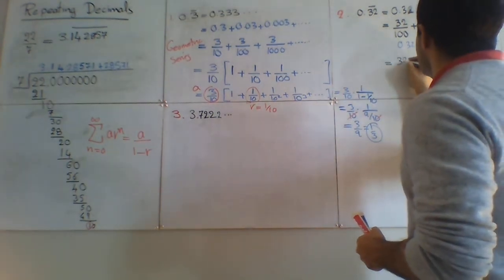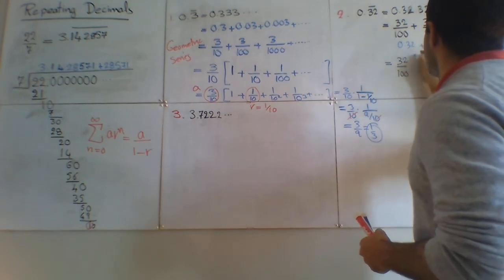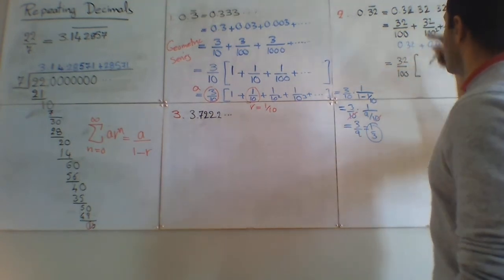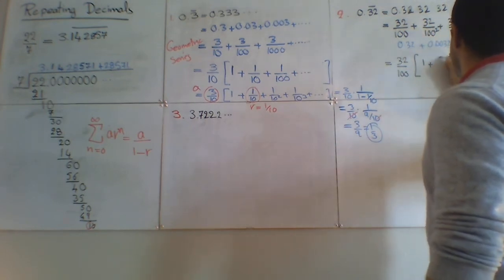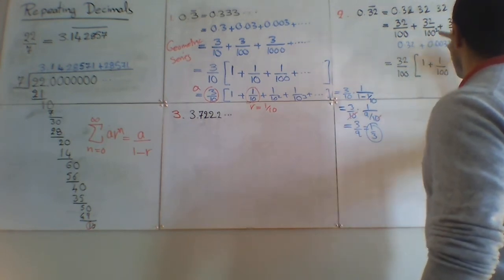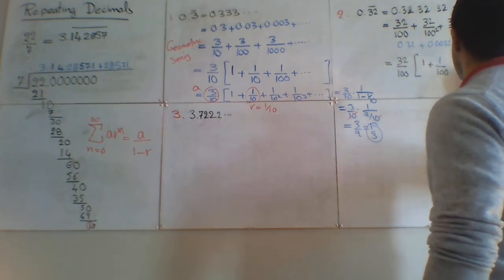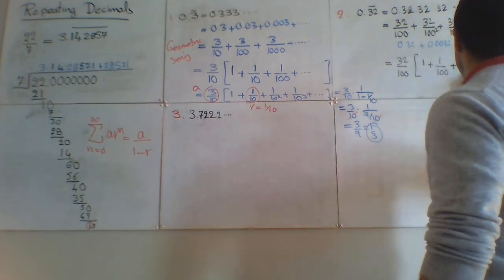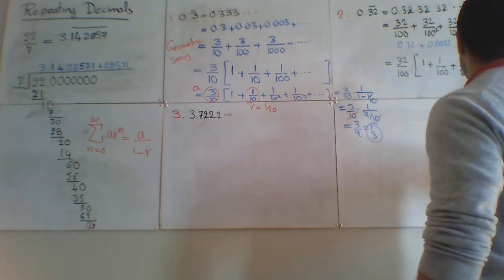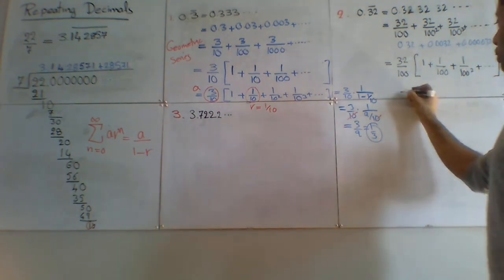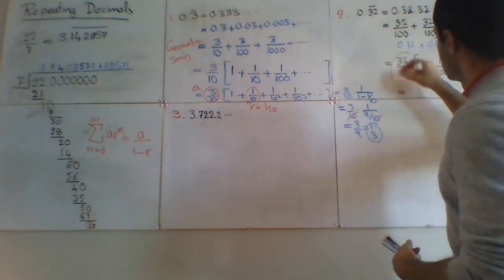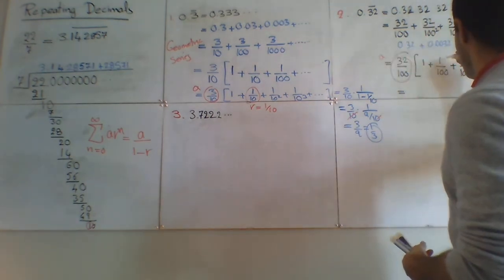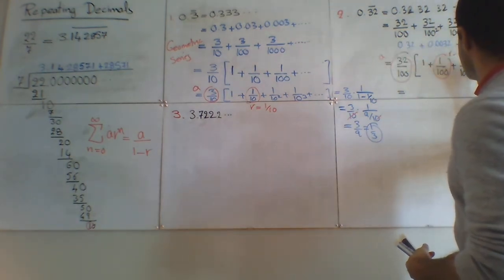Again, this is a geometric series. You can see it more clearly if you factor out the leading term, take out the a, 32 over 100, then you're left with 1 plus 1 over 100, because this is 32 over 100 squared, plus 1 over 100 squared, etc. So my a is 32 over 100, and my r is 1 over 100.